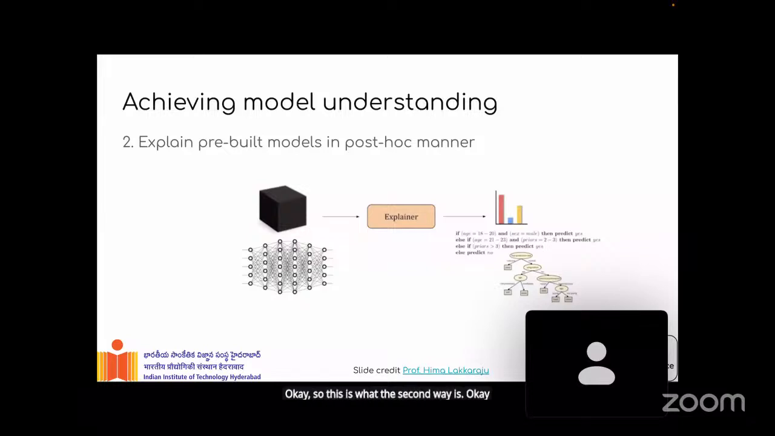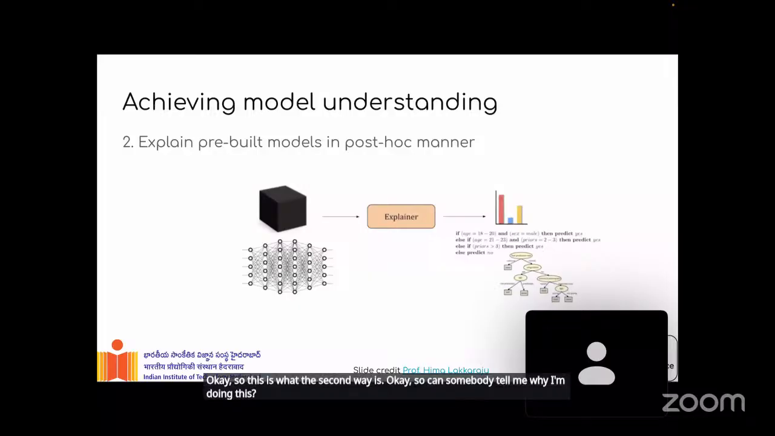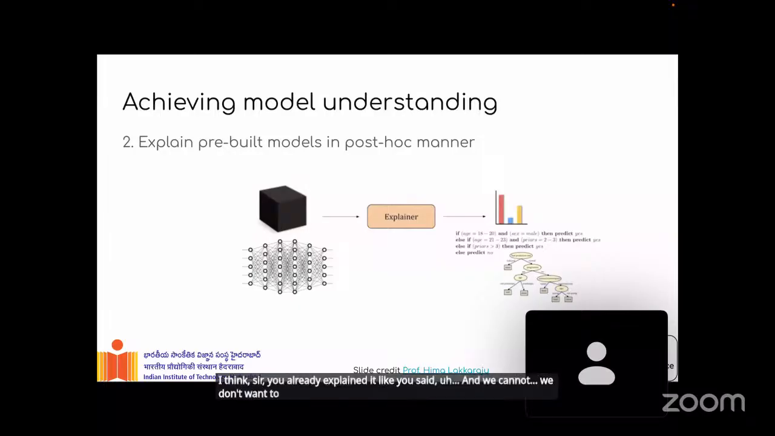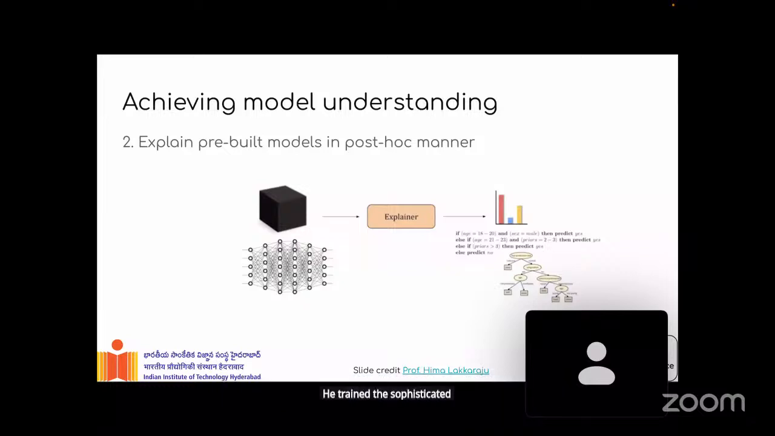Can somebody tell me why I'm doing this? Why do I have to train a sophisticated model, then go for local explanation, which is an approximation with a simpler model? I think, sir, you already explained it. We don't want to compromise on the accuracy or sophistication. Right. We train the sophisticated model, but we now want an explanation. Excellent. Yeah, that is the reason.